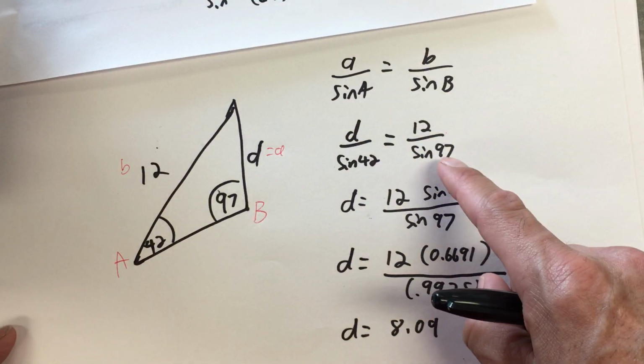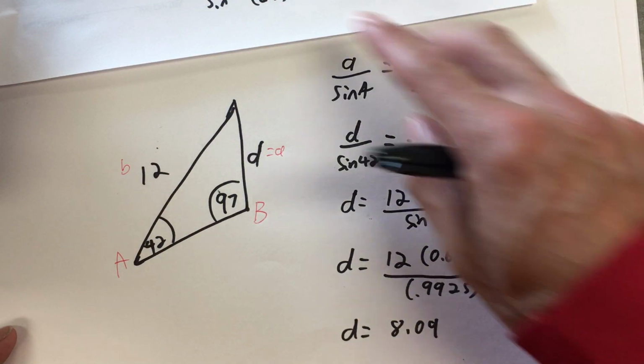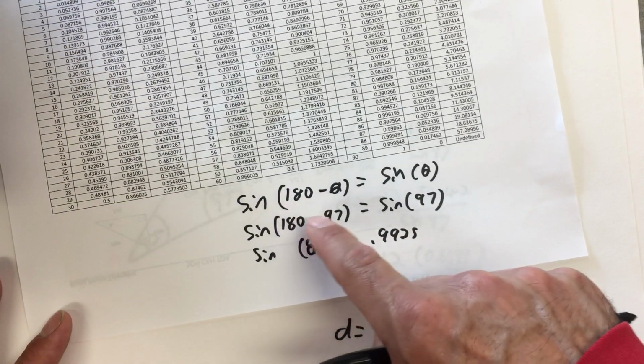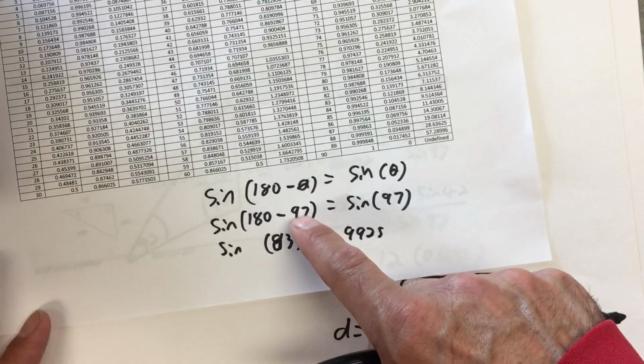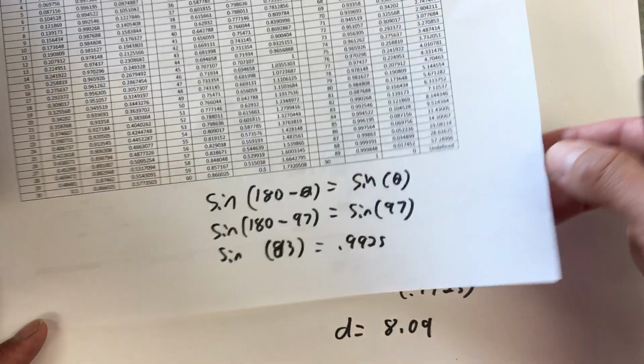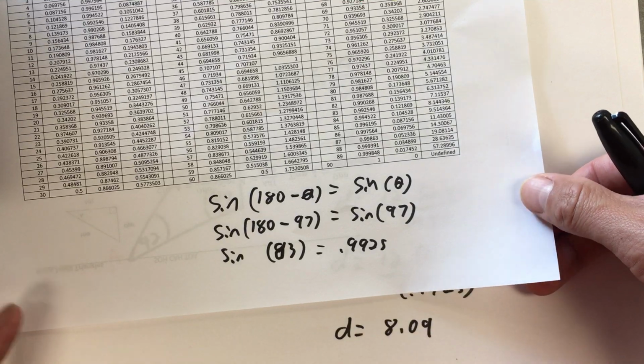And if you're looking for the sine of an angle greater than 90, follow this simple rule. If you take 180 degrees and subtract the angle you're looking for, it's equal to the sine of that other angle. That works with sine law. It doesn't work with cosine. There's a different trick we use for that.